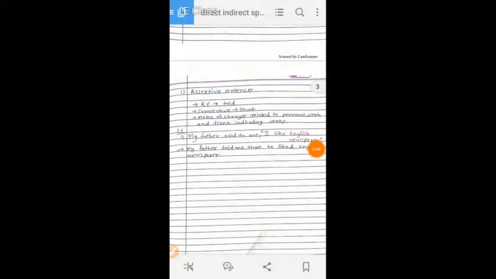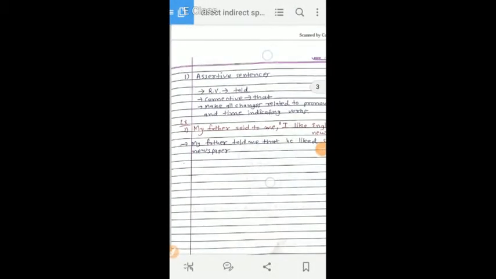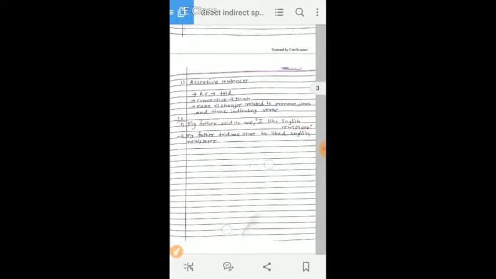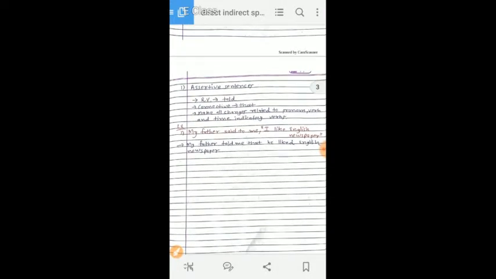Now let's learn the first type of sentence, assertive sentences. You have to write the reporting verb told. While converting the paragraph into indirect speech, you can use various reporting verbs such as informed, replied. You have to use that as a connective. Make all changes related to pronouns, time indicating words, and verbs. For example, my father said to me, "I like English newspapers." Then you can write it as indirect speech.